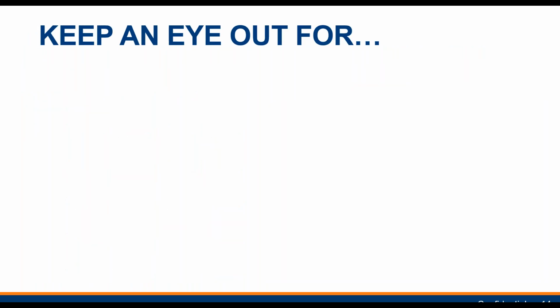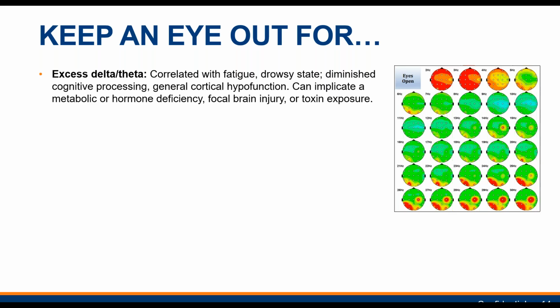So I also want to talk about different biomarkers to keep an eye out for. These aren't necessarily representative of neuroinflammation, but they certainly are correlated with neuroinflammation. First off, you might see an excess of delta or theta, as shown here in the graph on the right. When you see an excess of delta or theta, that's really correlated with fatigue and drowsy state, diminished cognitive processing, and just general cortical hypofunction.